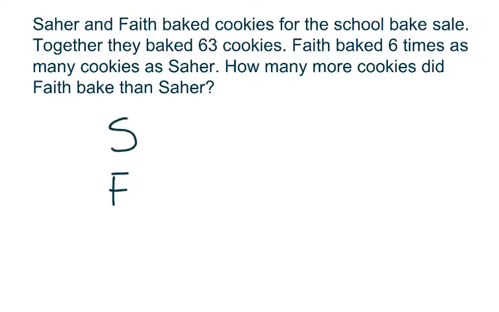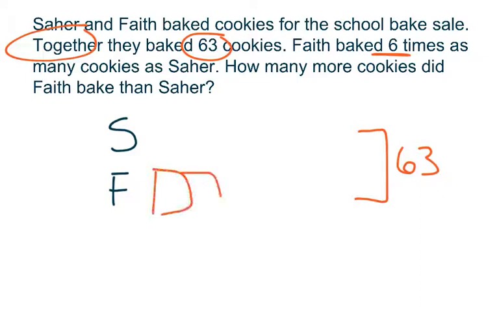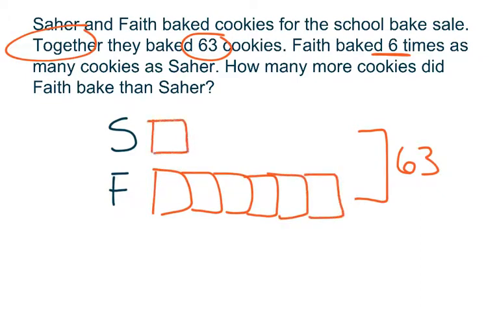I am going to draw a model for this problem. So I have Sahar and Faith. My problem tells me that together they baked 63 cookies. So that's going to be my bracket of 63. That's what they did together. Faith baked 6 times as many cookies as Sahar. So Faith is going to get 6 boxes, while Sahar gets 1 box.